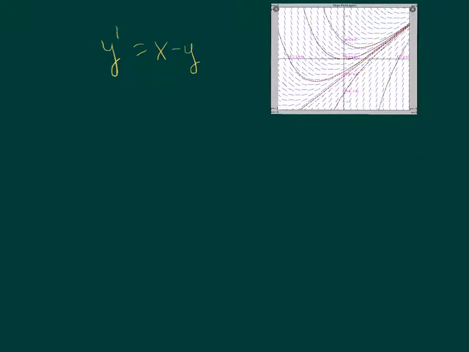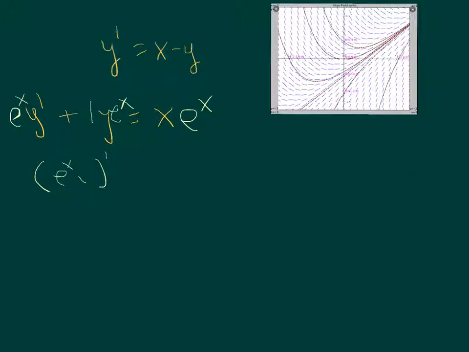All right, so the first thing I'm going to do is move the y over, and I'll have y prime plus y is equal to x. And I'll multiply both sides by e to the x. I chose e to the x because the coefficient of the y here is simply a 1, and the integral of 1 is just x. So I multiply both sides by e to the x. So the left side I can think of as the derivative of e to the x times y is equal to x e to the x.